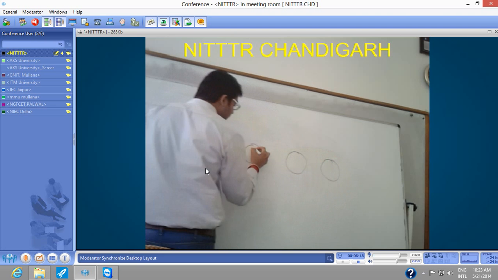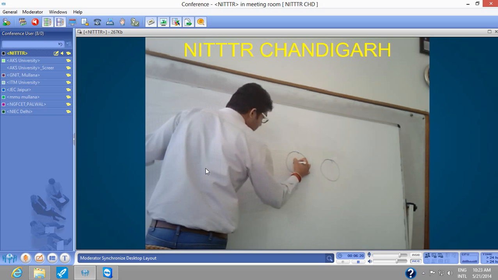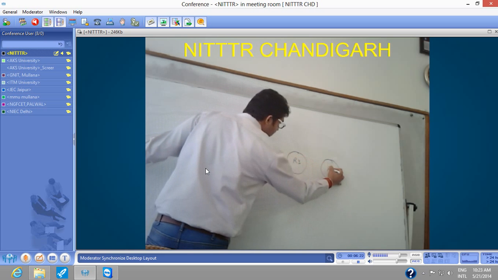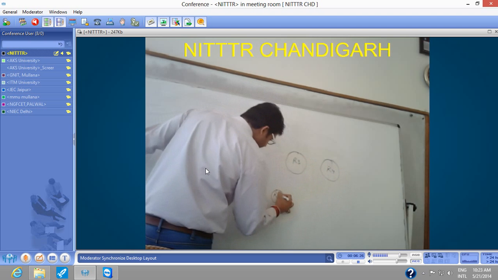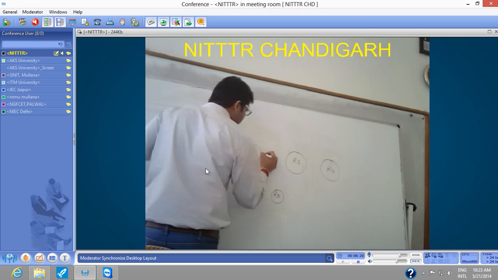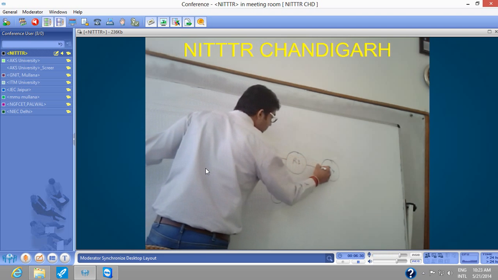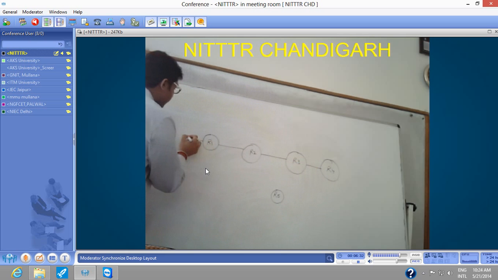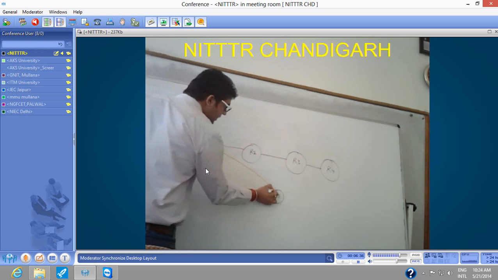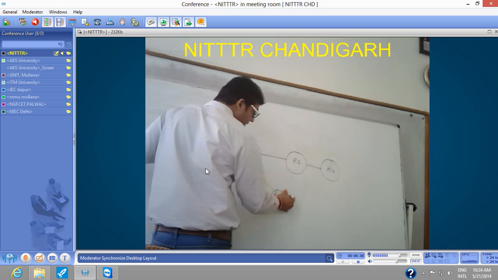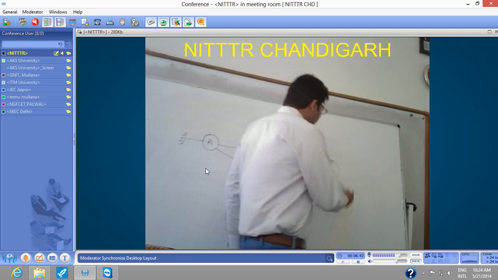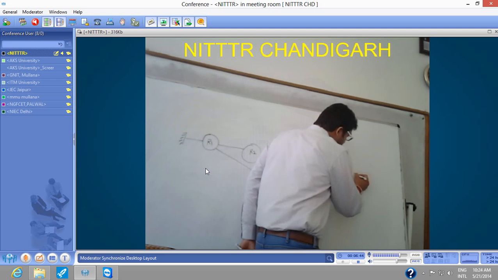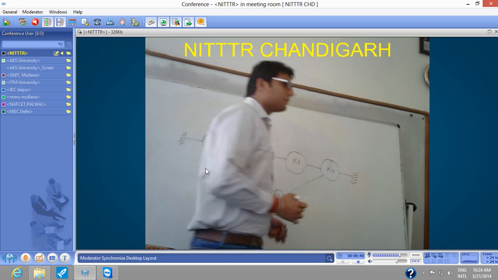So this is your router number 1, this is your router number 2, router number 3, and router number 4. And here I have router number 5. These all are connected. I have some networks behind router number 1. Router number 1 is connected to router number 5, and it is also connected to router number 4. And at the back of router number 4, I again have some networks connected.